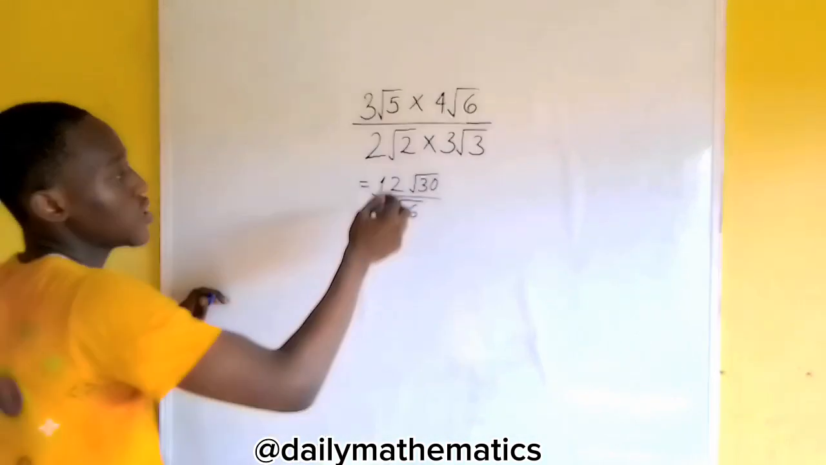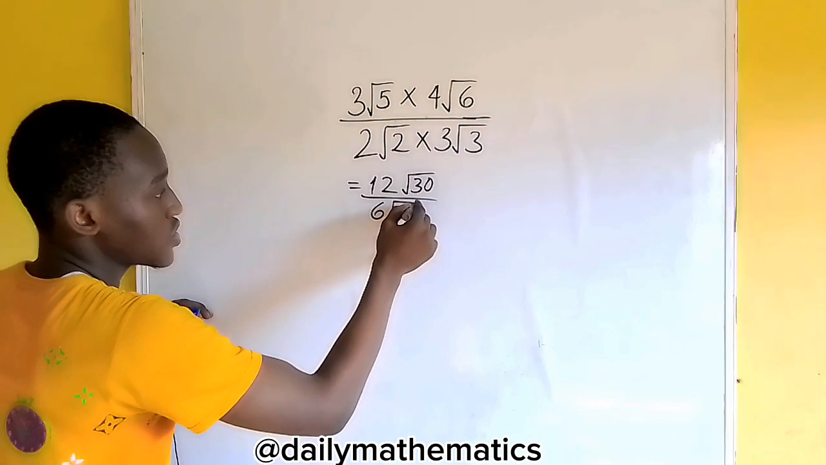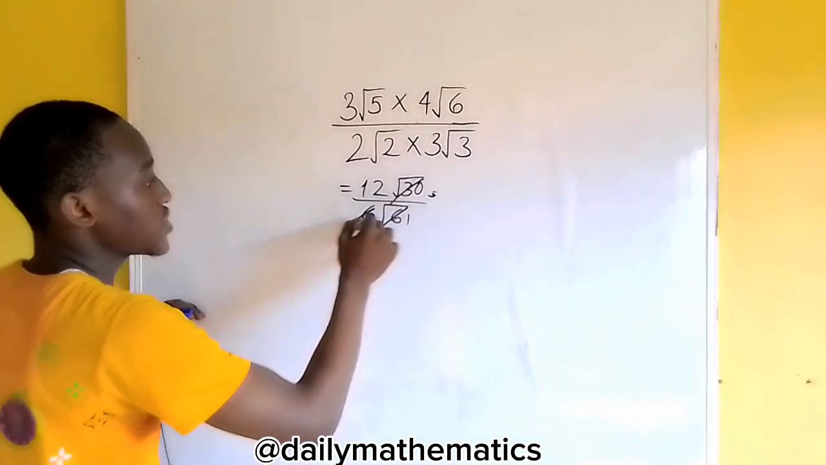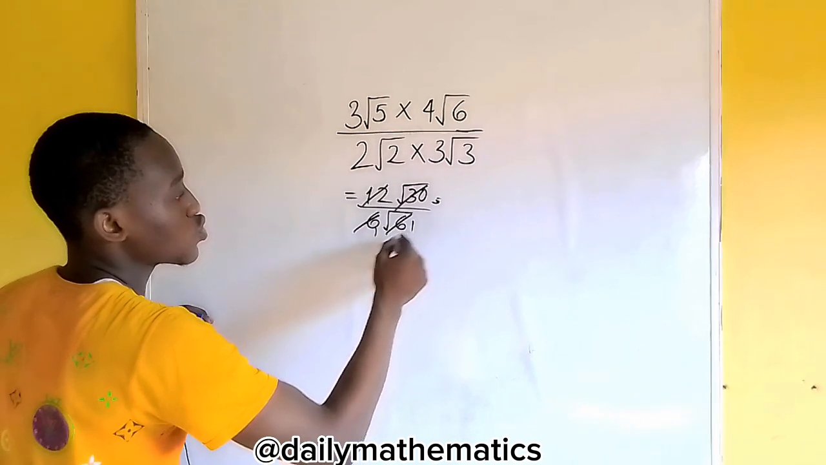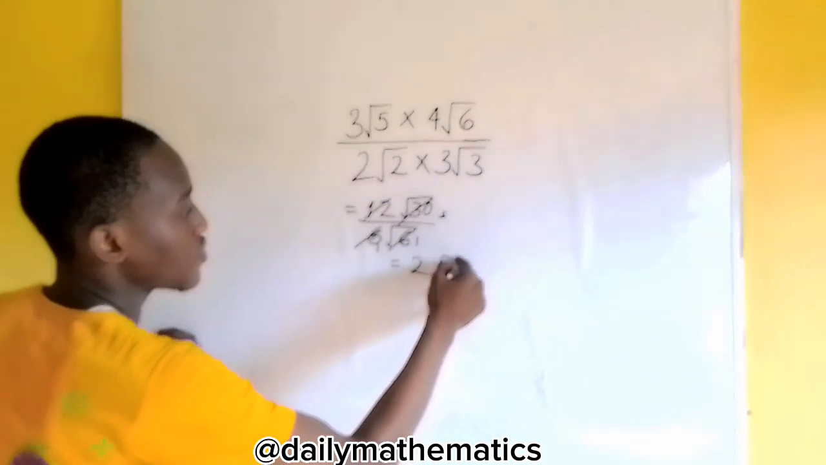So from here, we can now divide the number by the number, the root by the root. 6 in 6 is 1, and 6 in 30 gives us 5. 6 in 6 is 1, and 6 in 12 gives us 2. Making our answer 2 root 5.